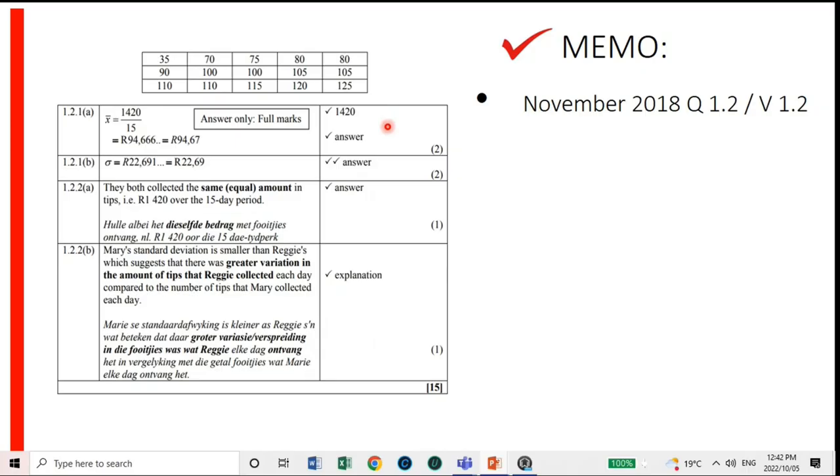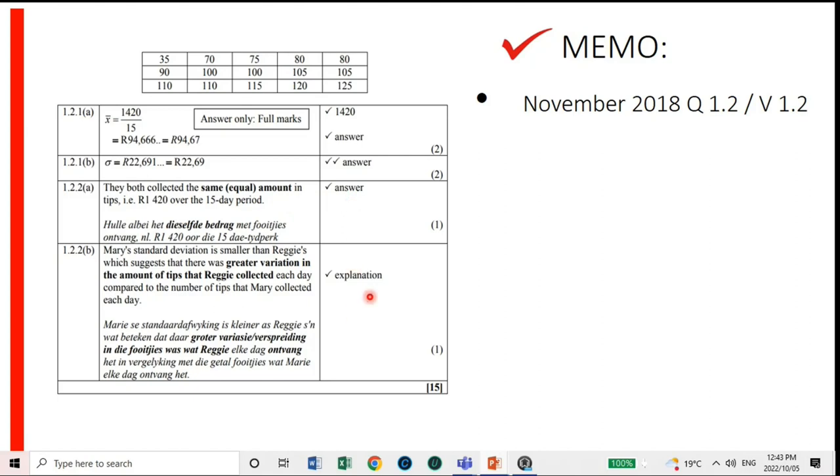First one. As I said before, 2 marks, answer only, 2 marks. If your answer is wrong, let's say you make a rounding mistake, and you only write the answer, you don't show the steps, then you lose both marks. So 1 mark for knowing that you have to add all of them and divide by 15, and 1 mark for rounding correctly. Standard deviation, 22.69, right or wrong? You can't get 1 out of 2, right or wrong? They both collected the same amount that I saw from most of the answers that were sent through. Well done.